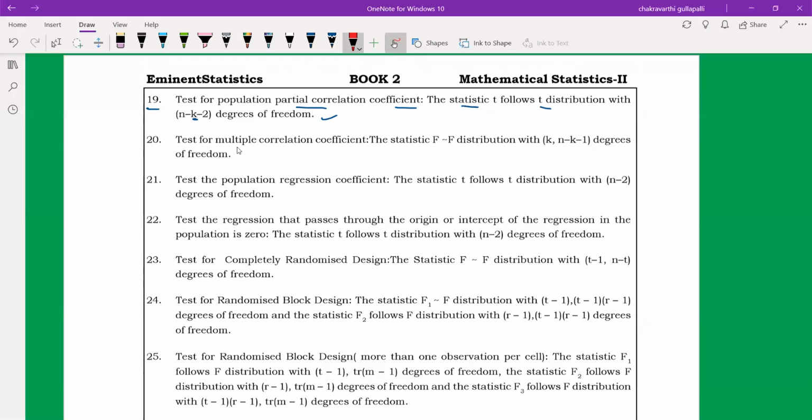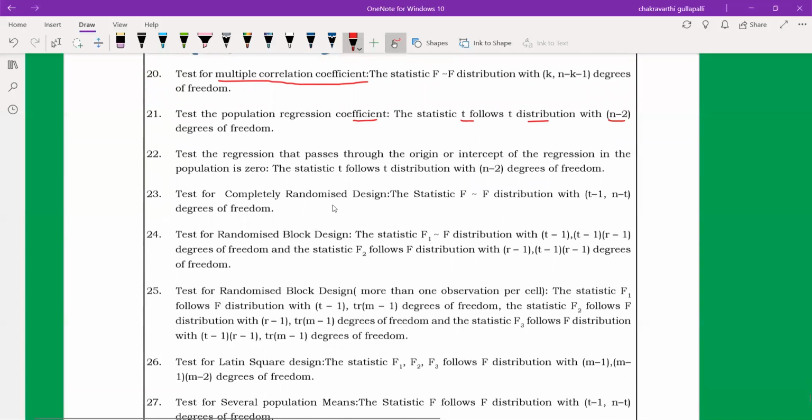Twentieth, test for multiple correlation coefficients. The statistic F follows an F distribution with k comma n minus k minus 1 degrees of freedom. Twenty-first, test the population regression coefficient. The statistic t follows a t distribution with n minus 2 degrees of freedom. It's a very, very important synopsis from the examination point of view.